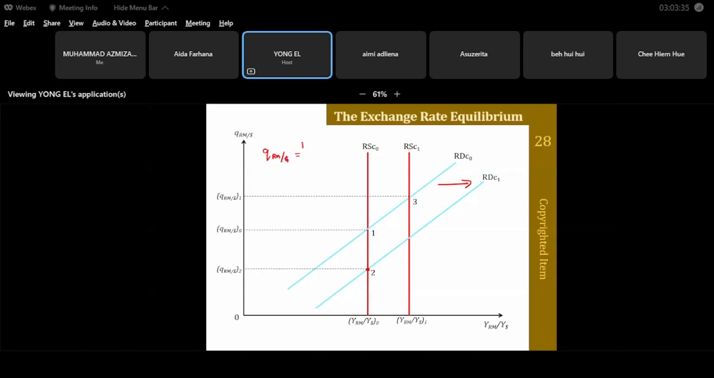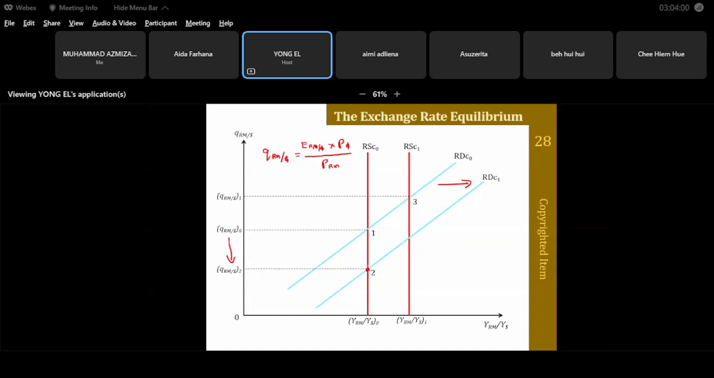This is the nominal exchange rate times the price of US dollar divided by the price in Malaysian ringgit. We need to use this equation in order to understand why the real exchange rate will decrease when the demand curve shifts to the right side at point 2 right here.